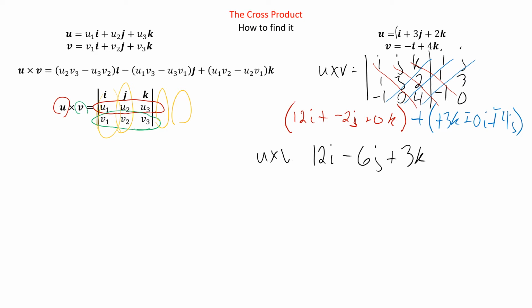So u cross v is 12i minus 6j plus 3k, which you could also put in component form if you wanted to: 12, negative 6, 3. But this naturally comes out into that unit vector form. So unless it's specifically requesting component form, or you just really prefer component form, you can leave your answer in the unit vector form as well. But going back and forth between them should not be too difficult at this point in time. So that's how to find it. It goes back to that determinant that we learned how to find way back in our matrix chapter.